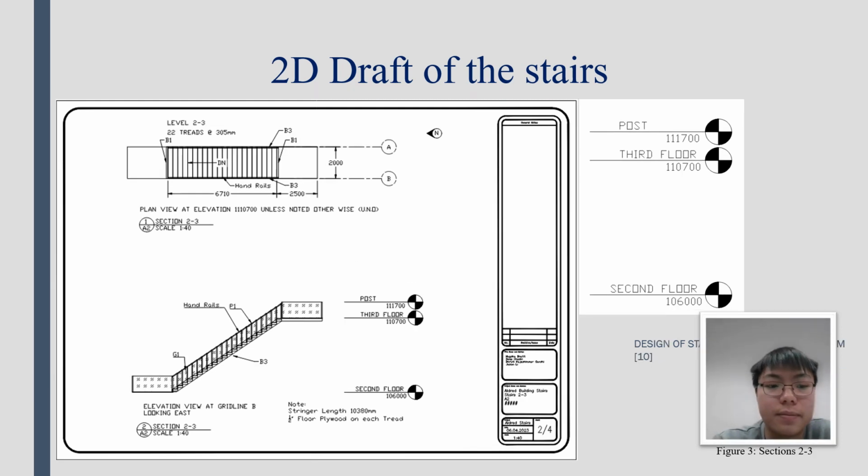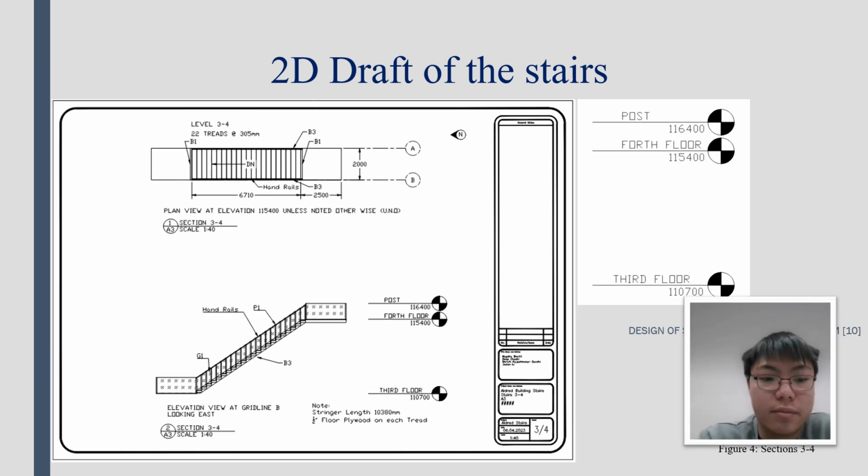So for section 2 to 3, both lengths are 2.5 meters, and there are 22 treads at 305. Like the first floor, you'll have the same size for the handrails, the same for the glass panes and posts. Unlike the first floor, this isn't connected by a column. The third to fourth floor is pretty much the same as the second, exactly the same.